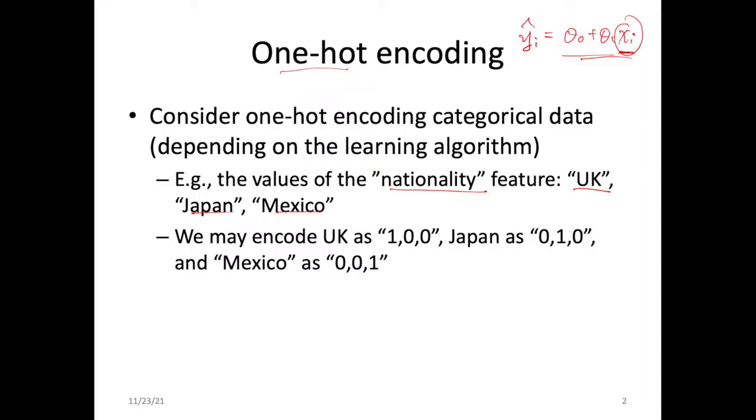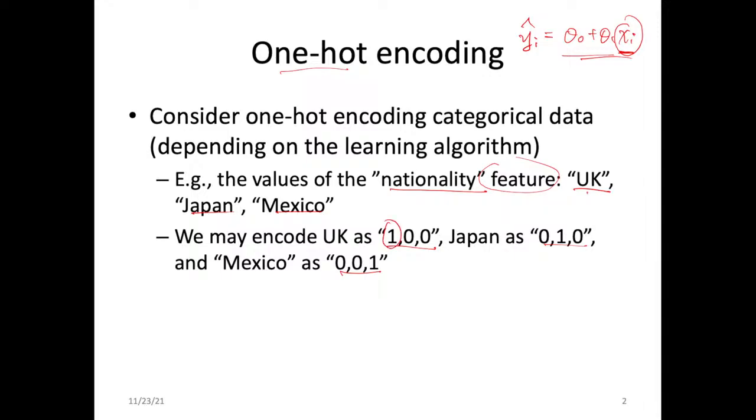Okay. So one way to do the one-hot encoding is to convert this single feature into 3 features. If we have UK, Japan, and Mexico, then we encode UK as 100, Japan as 010, and Mexico as 001. And that can be interpreted in this way.